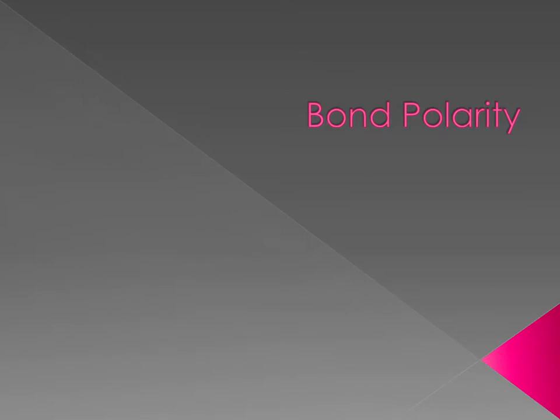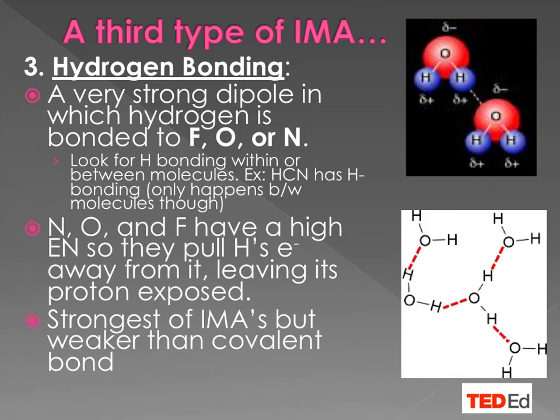So now we're going to get into talking about bond polarity versus just molecular polarity. So in the first set of notes, we introduced to you the two intermolecular attractions, the dispersion forces and the dipole-dipole. And I told you that there was a third type, and that third type is hydrogen bonding. Hydrogen bonding is a very strong dipole in which hydrogen is bonded to 3 specific elements: fluorine, oxygen, nitrogen. I like to remember as FON. Hydrogen bonding is not fun, but FON.